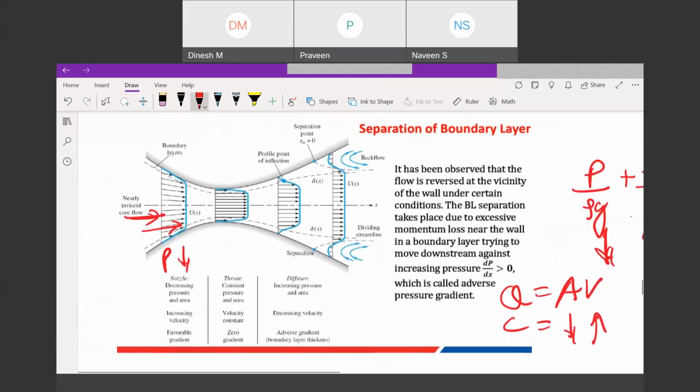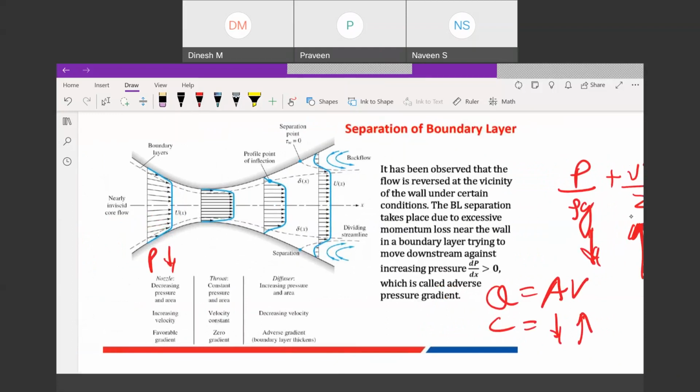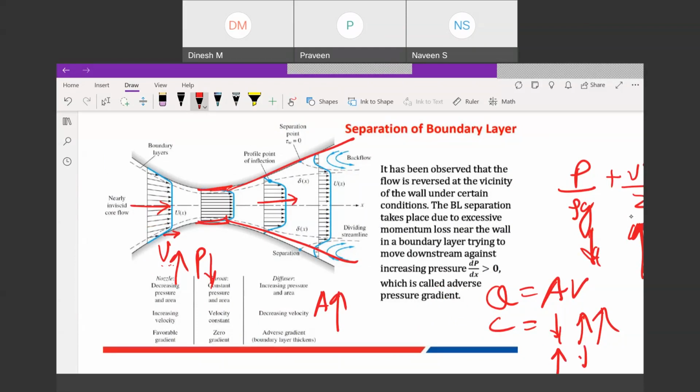That's why in the nozzle, with the help of continuity you are explaining that in this direction velocity will increase. Now with the help of Bernoulli's equation you are explaining that in this direction, with increase in velocity, pressure will reduce. And if area is constant, which is at the throat, the velocity and pressure will remain the same. Now coming to the diffuser part, you see the area is increasing. If area is increasing, velocity has to reduce, so velocity will reduce. If velocity is reducing, pressure has to increase.